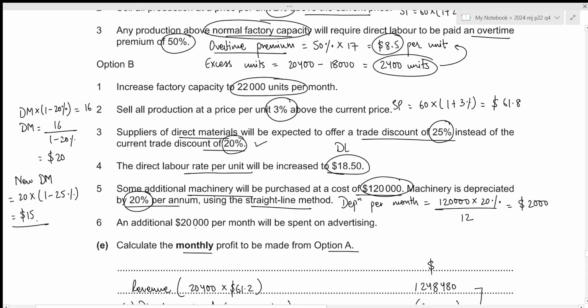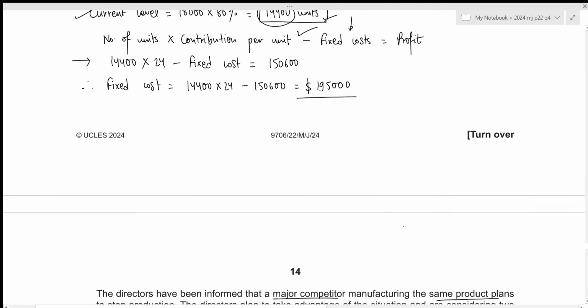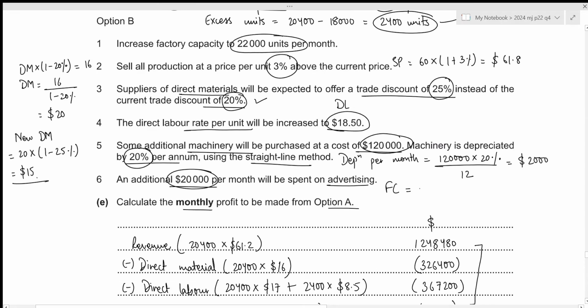Then an additional 20,000 per month will be spent on advertising. This is another fixed cost. So for the new fixed cost, we can start with the previous fixed cost of 195,000. Then we need to add the depreciation per month as well as the advertising cost, which results in the value of 217,000.